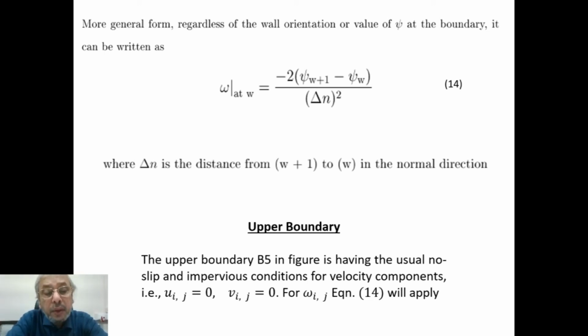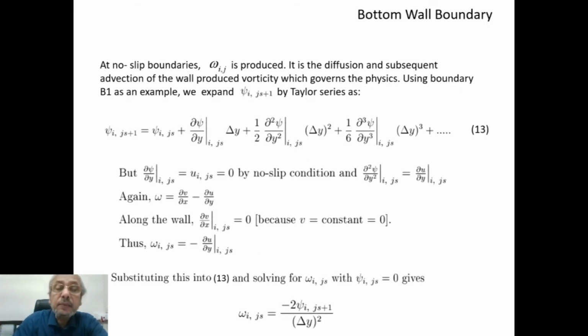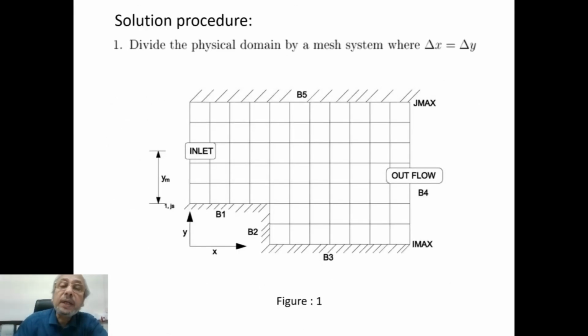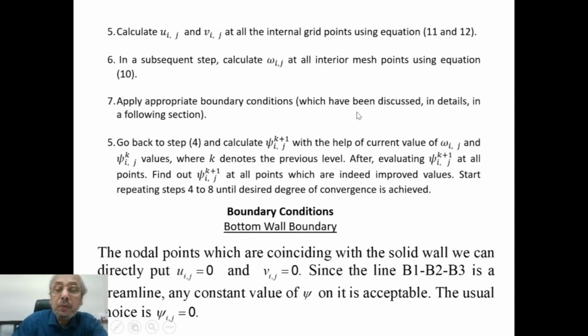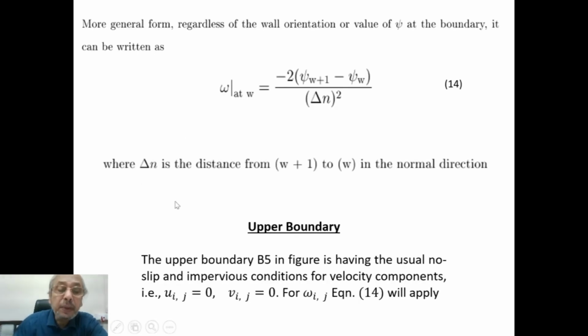And that is how all the bottom wall boundary conditions have been explained. Now we go to the upper boundary condition, the top wall. That means again go back to the geometry, B5. When we discuss the upper boundary, B5 in the figure has the usual no slip and impervious condition. That means u_ij equal to 0, v_ij equal to 0. This is the no slip, this is the impervious condition.